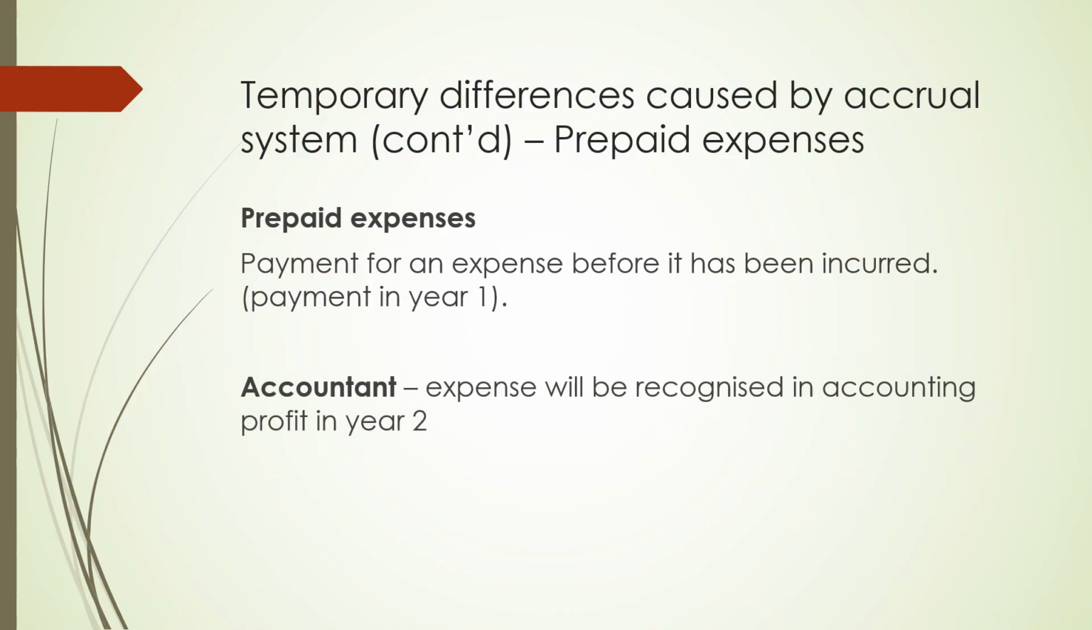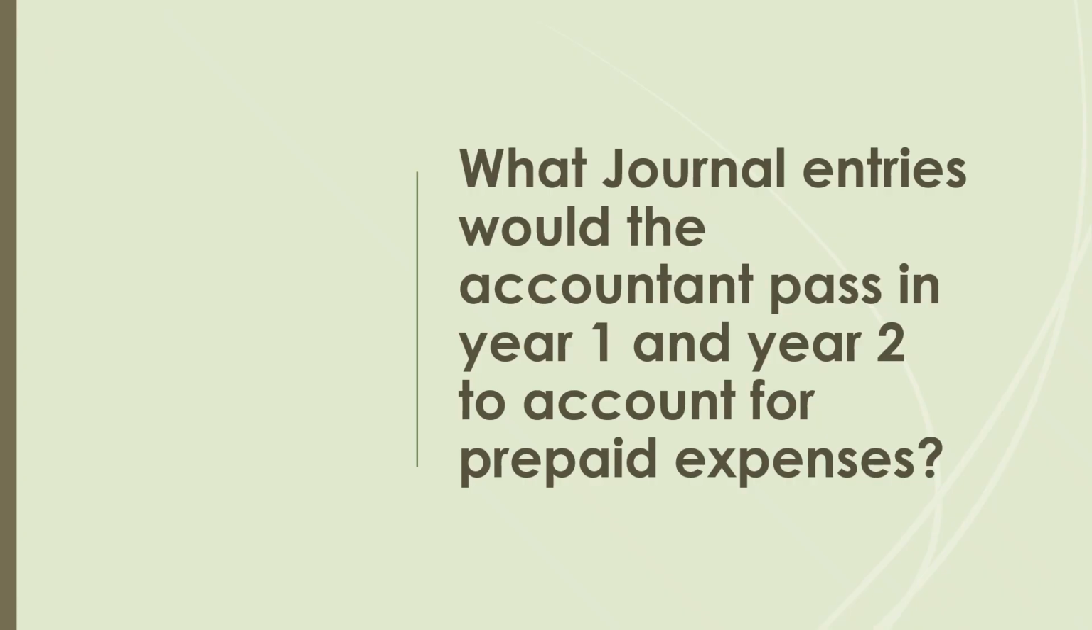So the accountant will recognize the expense in accounting profit in year 2, while the tax authority may allow a deduction of that expense in year 1 when it is actually paid. What journal entry would the accountant pass in year 1 and year 2 to account for prepaid expenses? Assume the prepaid expense is prepaid rent.